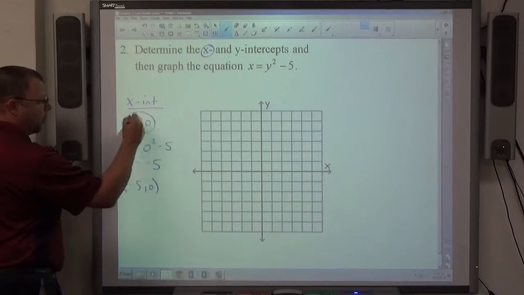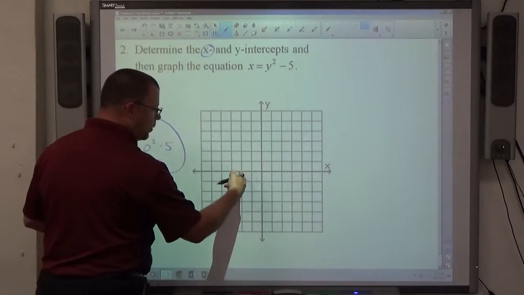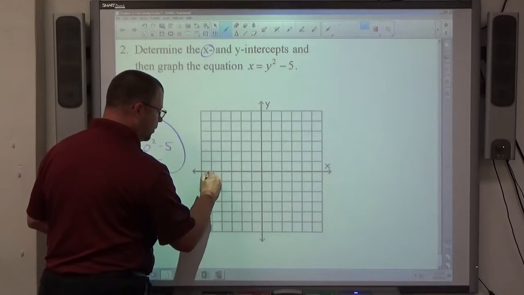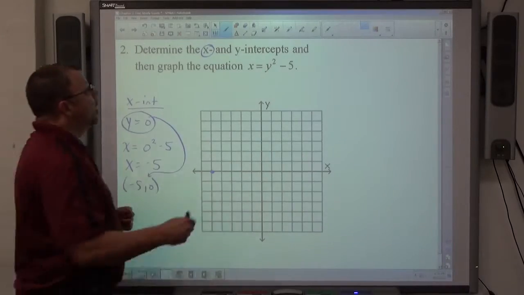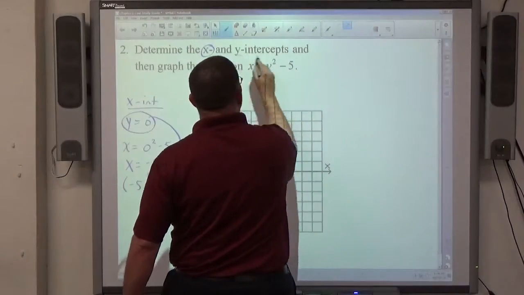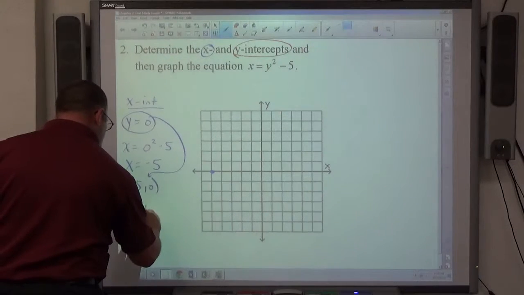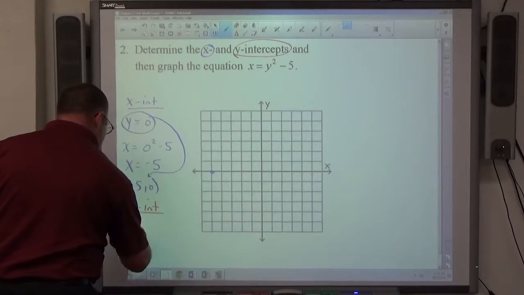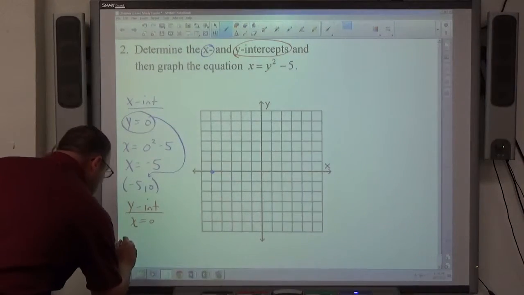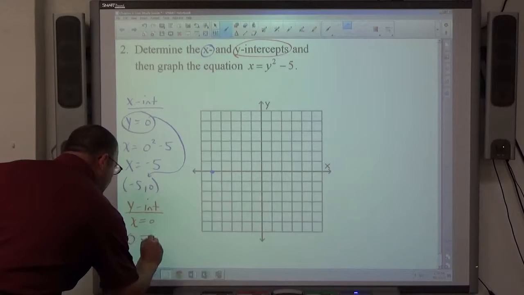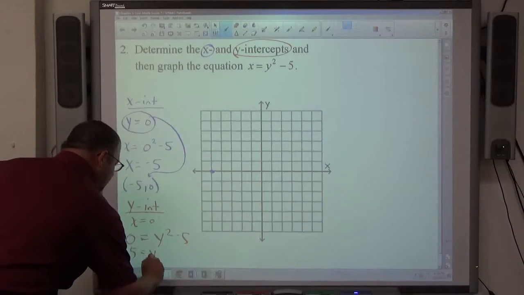I let y equal 0, that's where I got the 0 from, and we figured out that x equals negative 5. 1, 2, 3, 4, 5, 0. A point on the x-axis is what an x-intercept should be. As far as the y-intercept is concerned, to find the y-intercept, we let x equal 0. If I go back up to the equation, x equals y squared minus 5, we change it to 0 equals y squared minus 5. That means that 5 is equal to y squared if I move the negative 5 to the left.